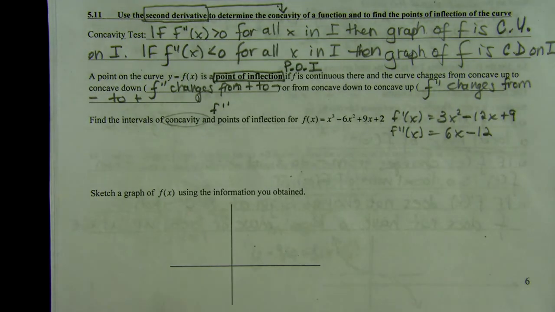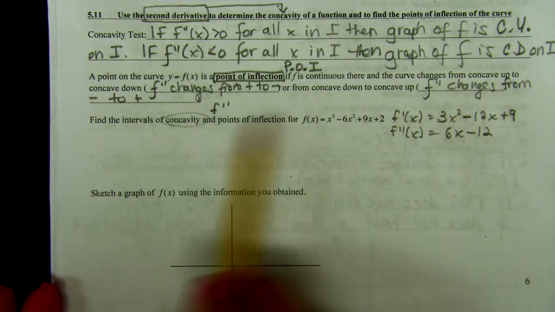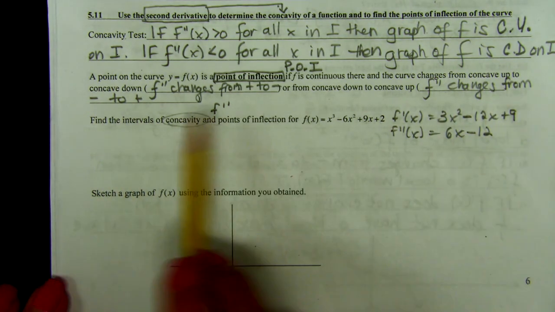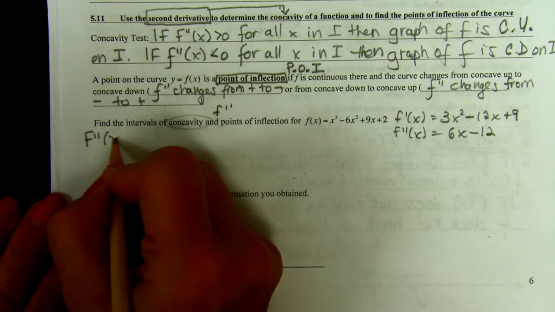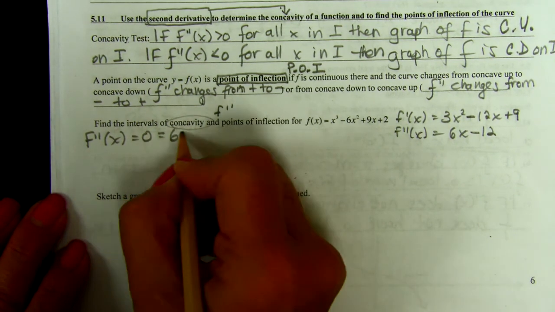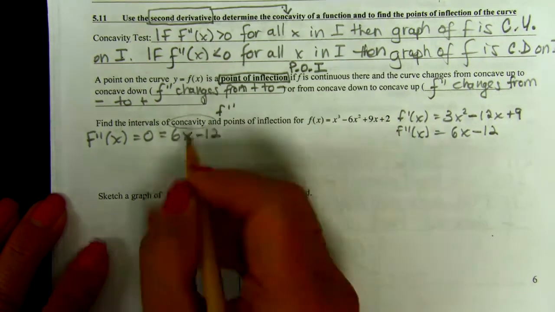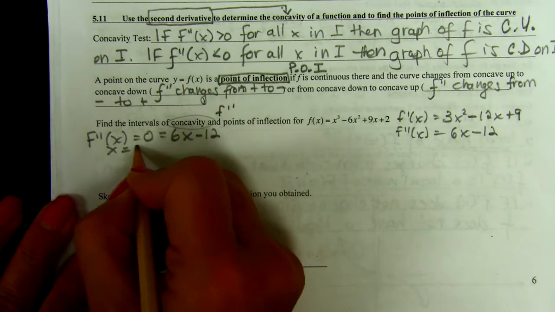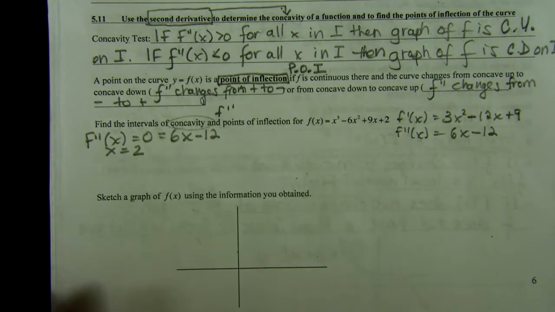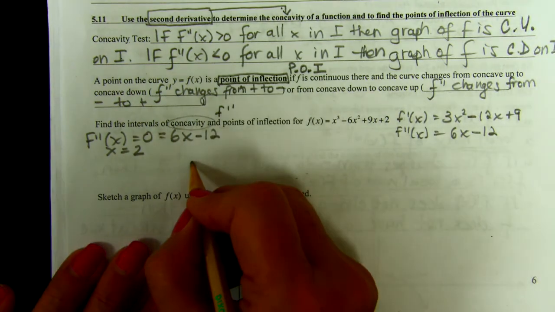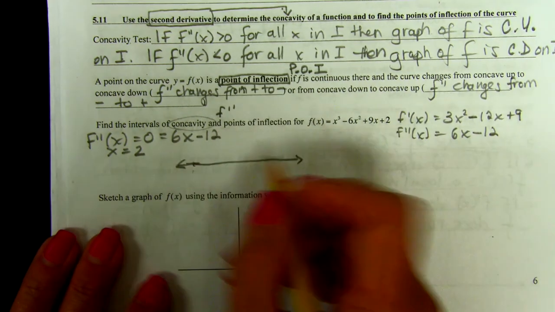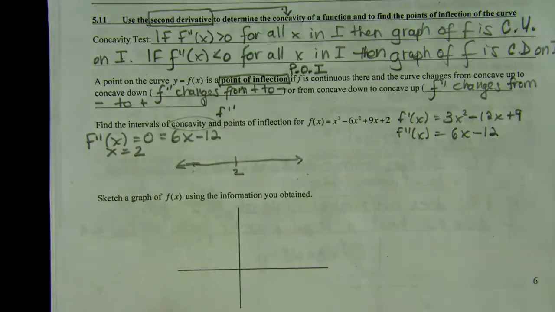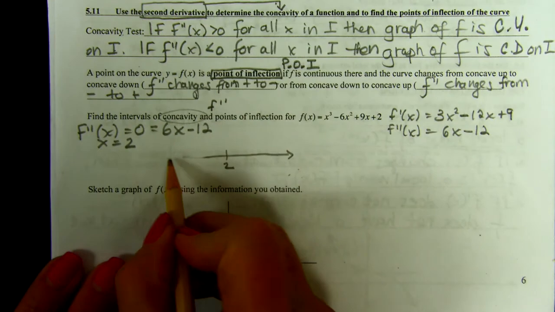Okay, so concavity happens where the second derivative changes from positive to negative or negative to positive. So we need to first figure out, where is that second derivative equal to 0? So we set that second derivative equal to 0, and we get that it's equal to 0 at 2. So what we want to look at is that second derivative on a number line, at 2. 2 is the only possible place where something is happening with the second derivative.